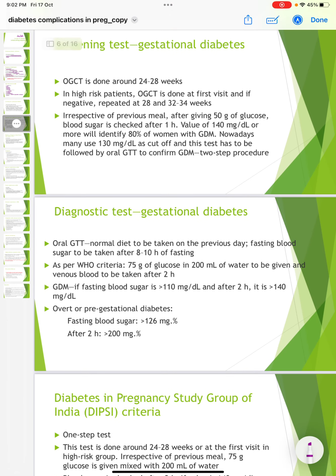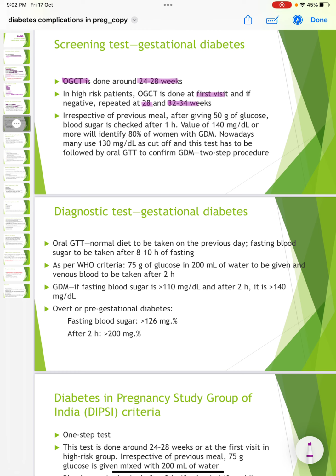Screening test: we do the oral glucose challenge test around 24 to 28 weeks. OGCT is done at first visit. If negative, again at 28 and 32 to 34 weeks. It is actually OGTT, glucose tolerance test, we will do. That is DIPSI. The challenge test is as per ACOG criteria, that is the screening test. I think DIPSI will come next.